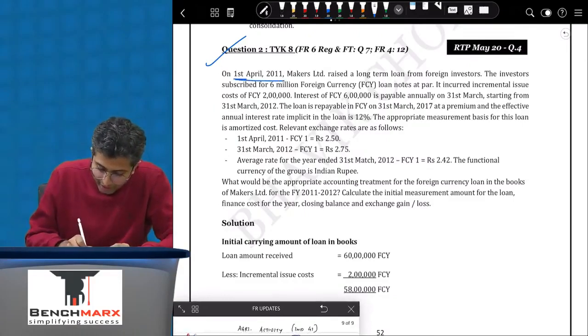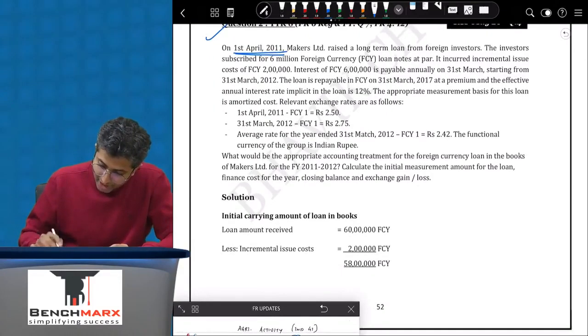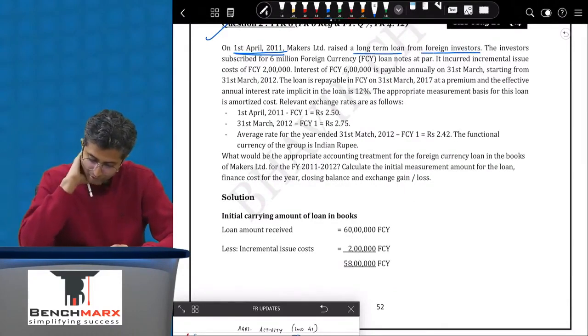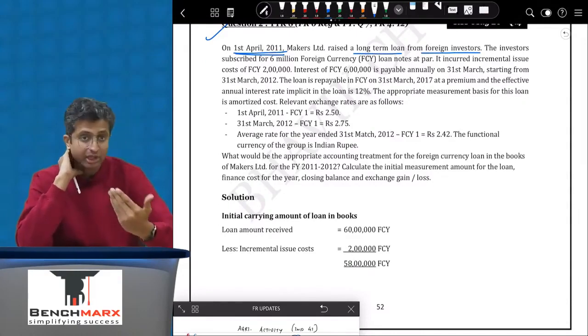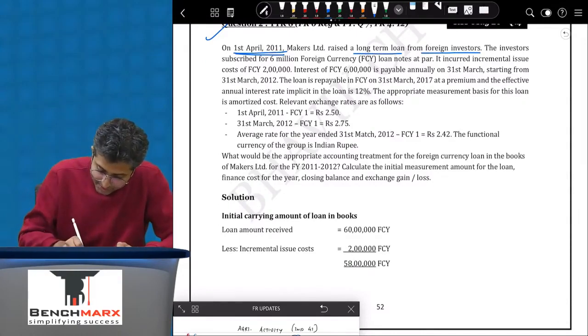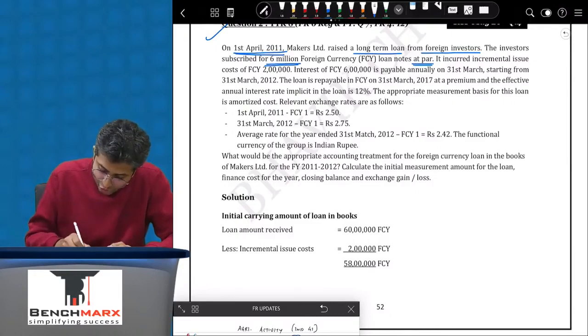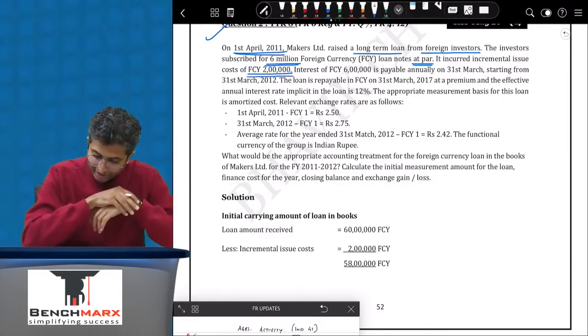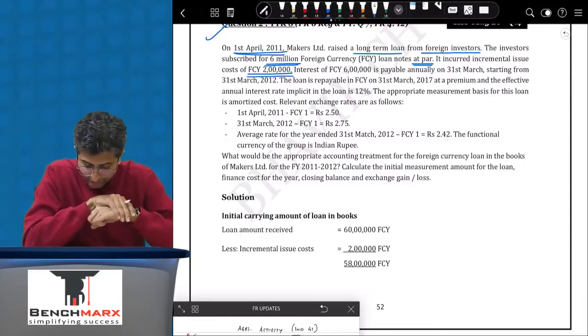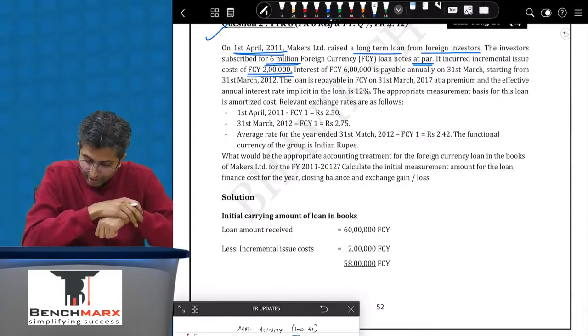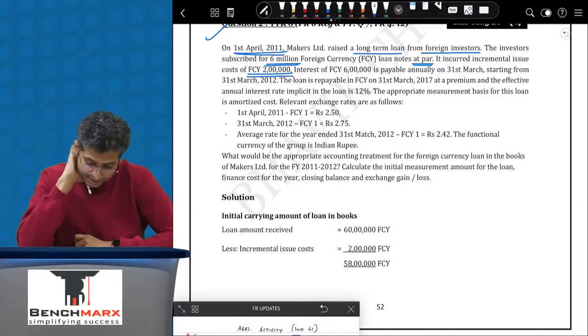On 1st April 2011, Makers Limited raised a long-term loan from the foreign investors. Okay, so this is a financial liability, loan taken. The investors subscribed for 6 million foreign currency loan notes at par. Okay, it incurred incremental issue cost of FCY 2 lakhs. 6 million of foreign currency notes at par. So 6 million is 60 lakhs. So we have received 60 lakhs against the loan liability. At the same time, we have done 2 lakhs of expenses.